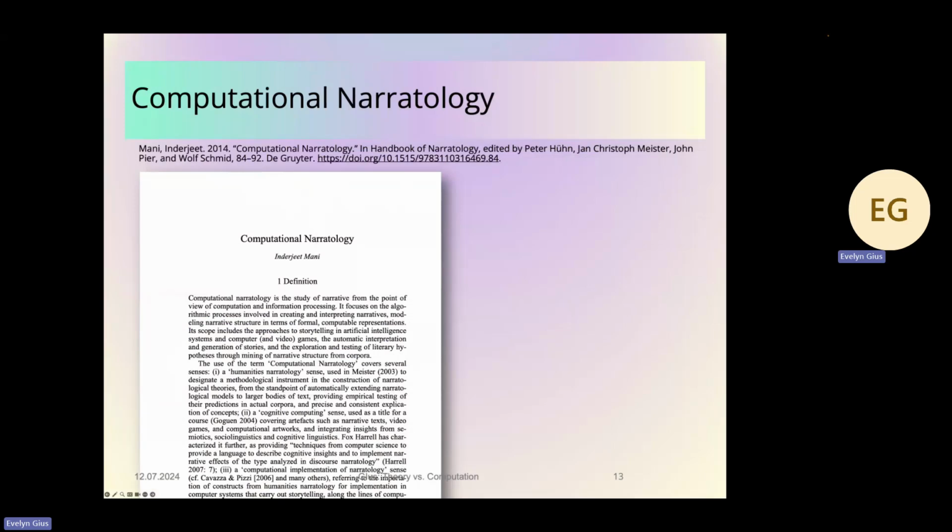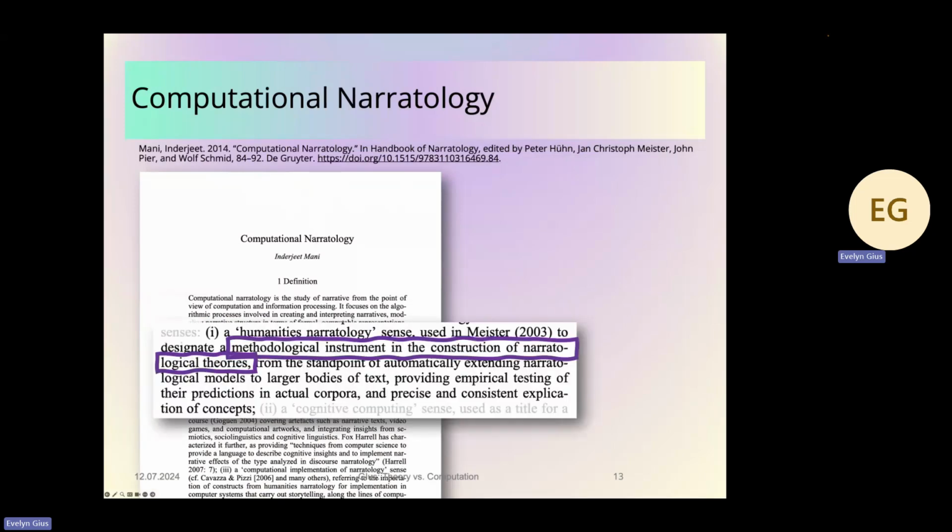But on the other hand, still sticking here to money, he also says a bit later, he differentiates between three types of computation and narratology. And here the literary theory sneaks in again, I would say, because the other two are still very computationally oriented. But here he says there's also a humanities narratology sense, where we have a methodological instrument in the computational narratology approaches in the construction of narratological theories.